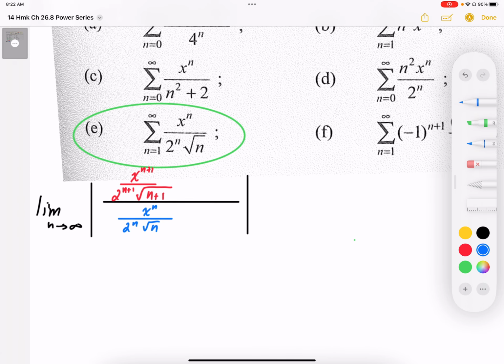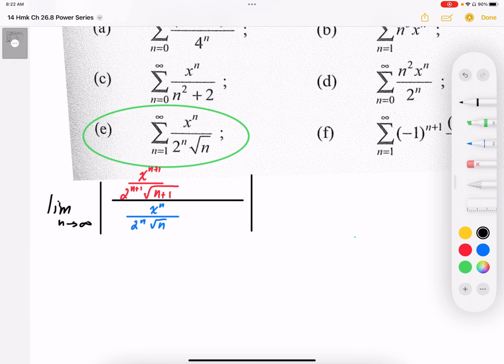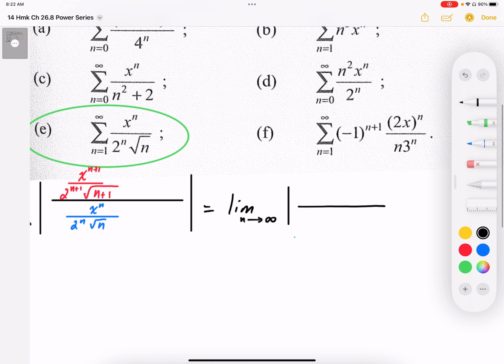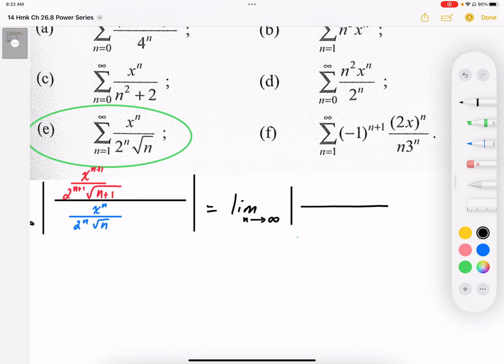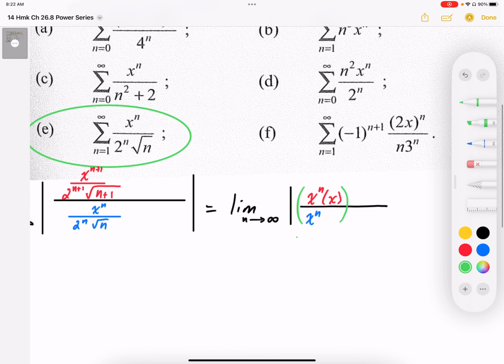Okay, we're going to rearrange this and group some of these terms together. So we have the limit as n approaches infinity. Okay, in the numerator, I'm gonna start with my x to the power n. So I'm gonna end up with x to the power n plus 1. So that plus 1, I'm just gonna show as an extra x. And in the denominator, we have x to the power n. Those are gonna group together.